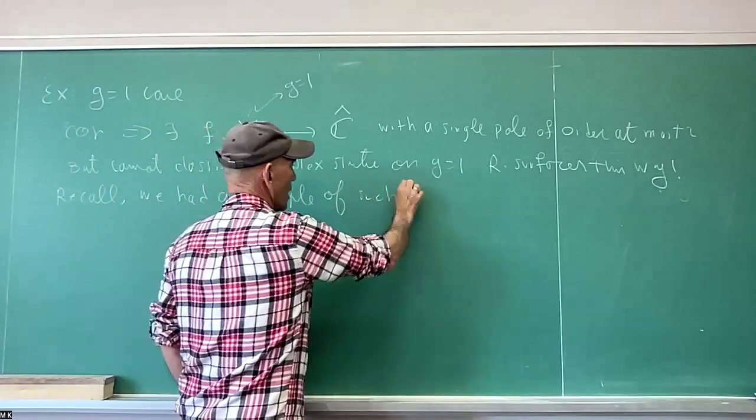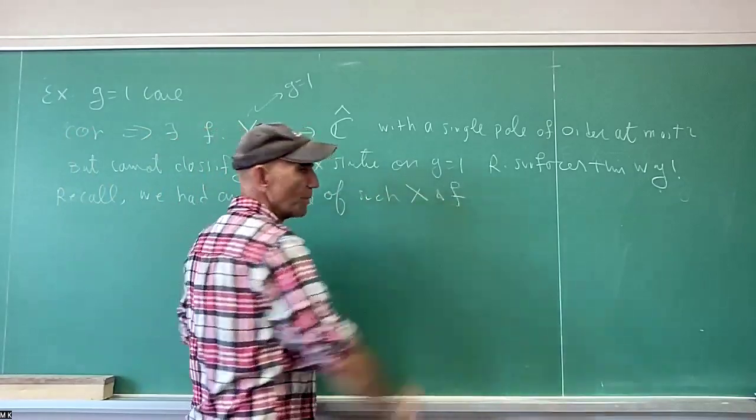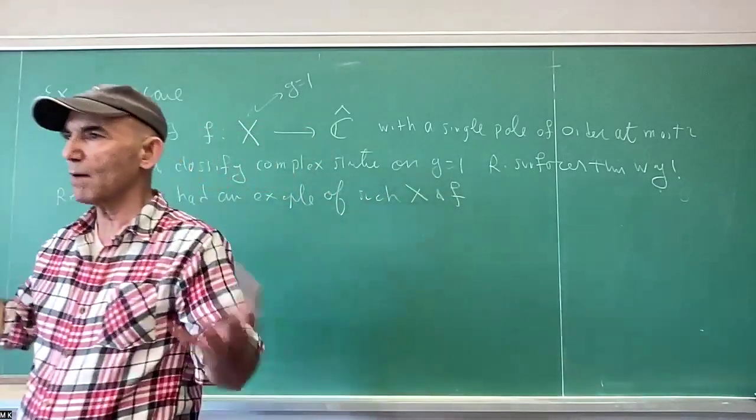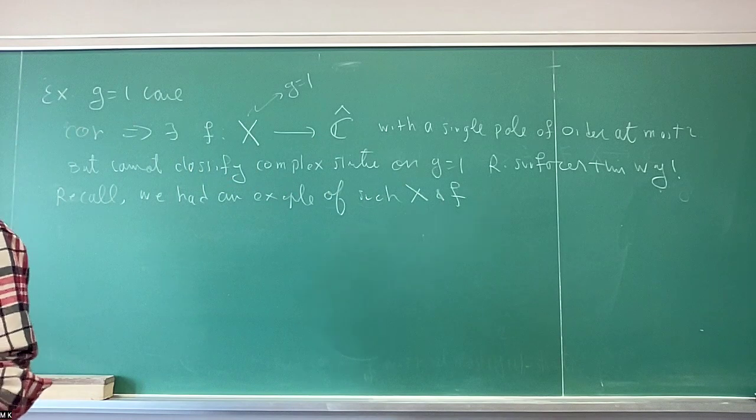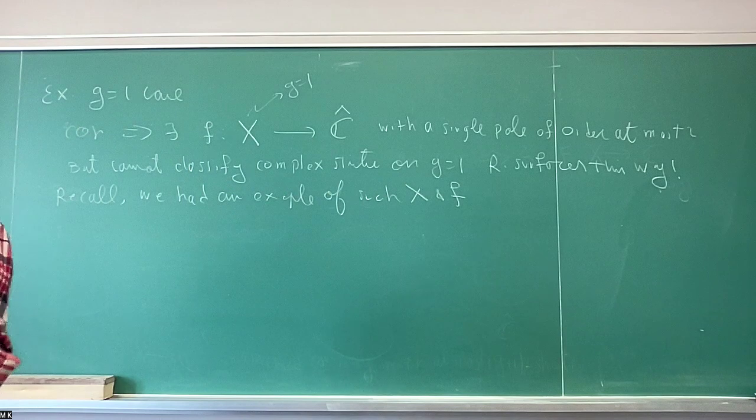Of such X and F. Do you remember when we constructed an example of such a Riemann surface of genus 1, topologically, and an F from X to C, such that F had a single pole of order 2? You remember? What was the example?